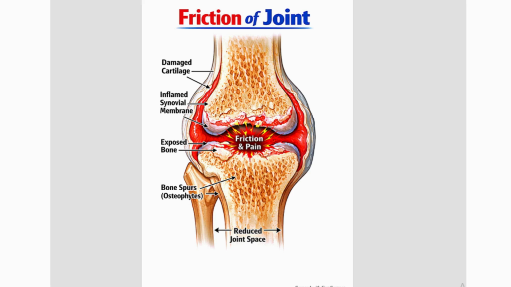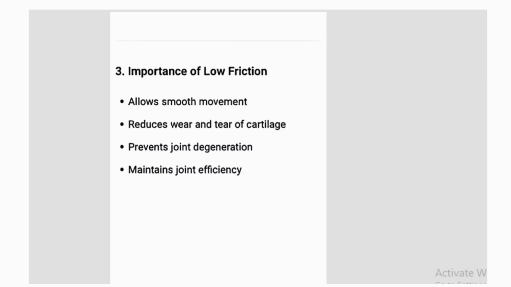For example, in damaged cartilage, there is an inflamed synovial membrane. So friction and pain will be observed between these two bones, which is called osteophytes, and it reduces the joint surface. The importance of low friction is that it allows smooth movement, reduces the wear and tear of cartilage, prevents joint degeneration, and maintains joint efficiency.